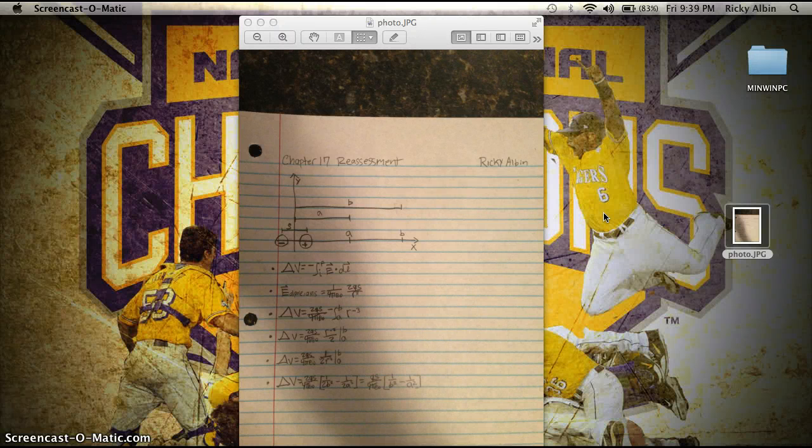Alright, so I know this is probably a big no-no, but my main goal on this reassessment is to figure out what I did wrong on the actual test, the actual assessment of Chapter 17. So I looked at it a lot and I came to the conclusion that my integrating is absolutely terrible.